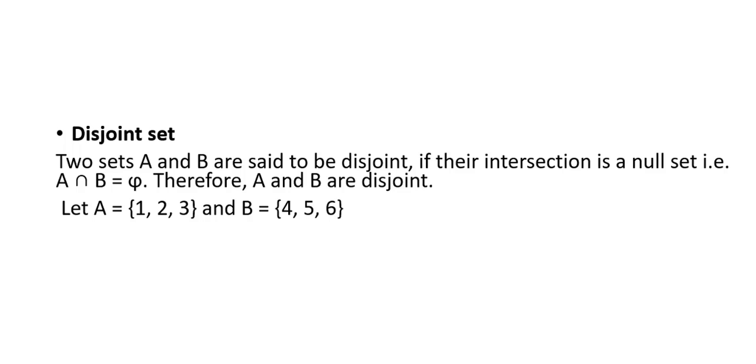Let's say we have set A which has elements 1, 2, 3. We have set B which has elements 4, 5, 6. Now if I take the intersection of both the sets, the answer will be a null set, phi. So when this kind of situation occurs, we say that it is a disjoint set because it has nothing in common.